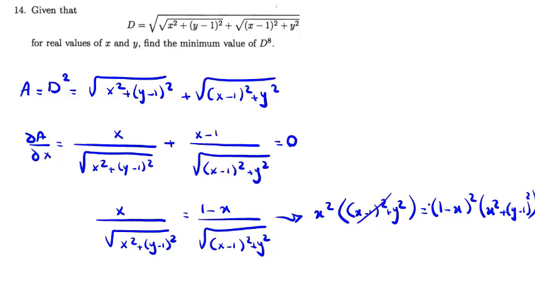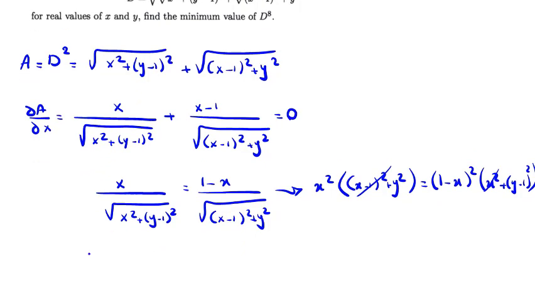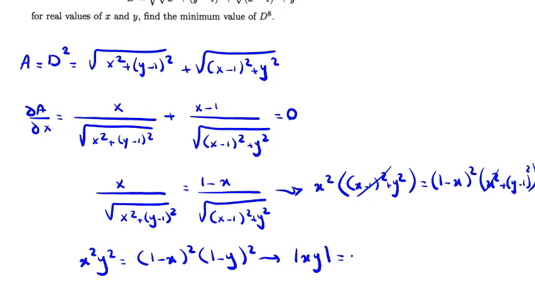Now you can see that you can cancel these two terms from both sides. So we conclude x squared y squared equals 1 minus x squared times 1 minus y squared. So we conclude the absolute value of xy equals the absolute value of 1 minus x times 1 minus y. Here, because we should consider the sign, I say what?